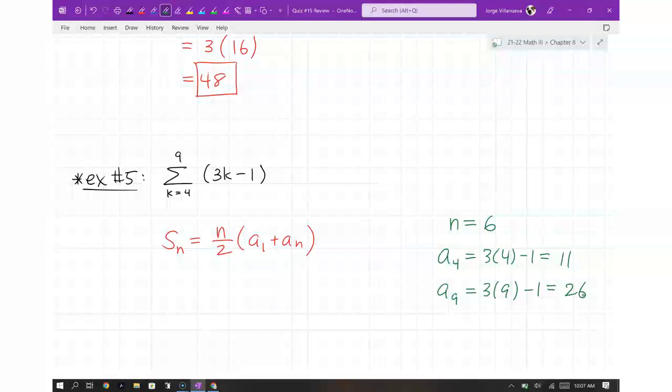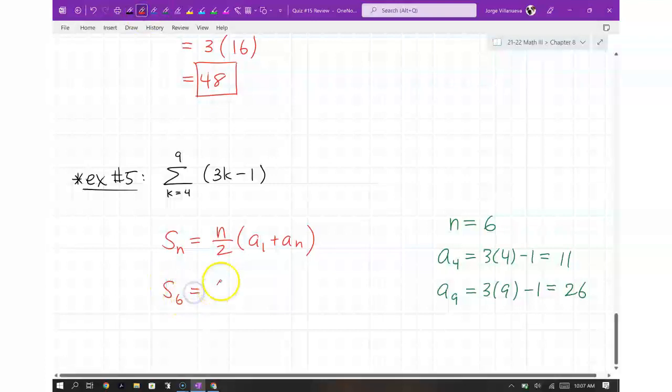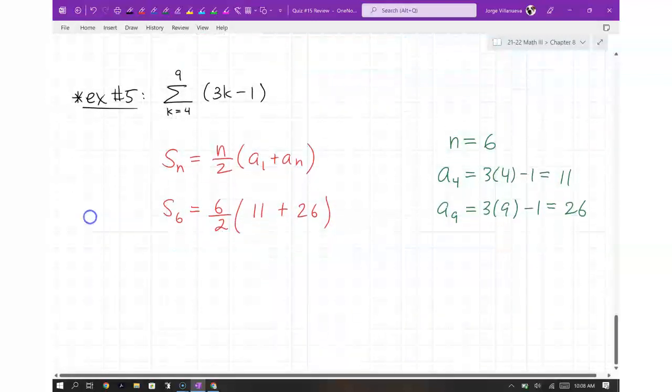So when I plug it into my formula, I'm going to put S sub 6 is 6 over 2. My first term, I know it's not a sub 1, it's a sub 4. So it's going to be 11 plus 26. Okay, again, if you're wondering why am I not using a sub 1, because I'm not supposed to. This starts at 4 to 9. So a sub 4 takes place of a sub 1 as my first term. Okay?